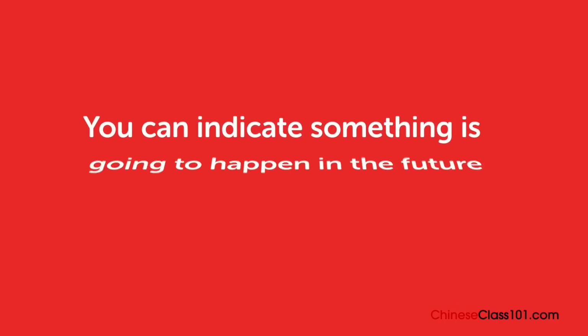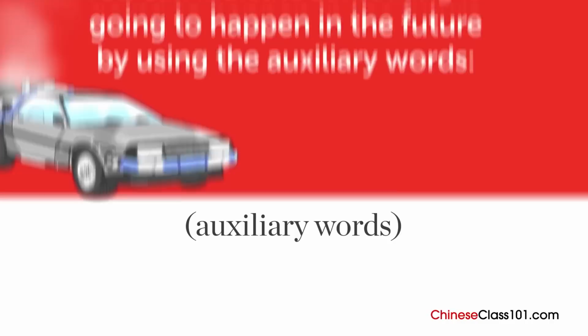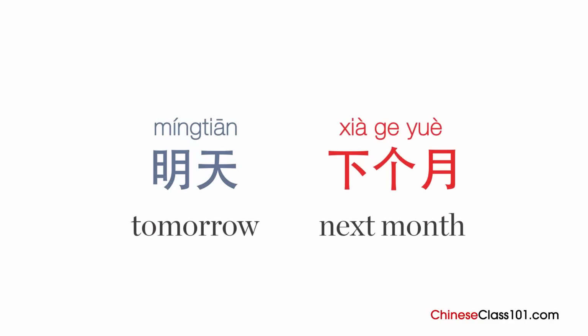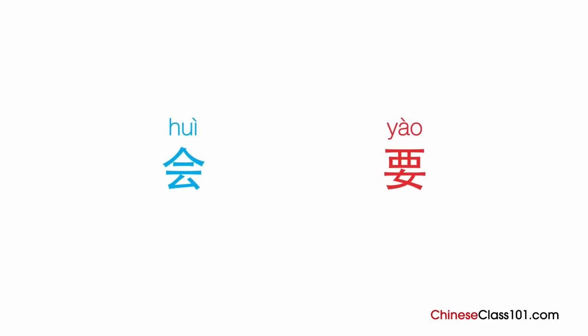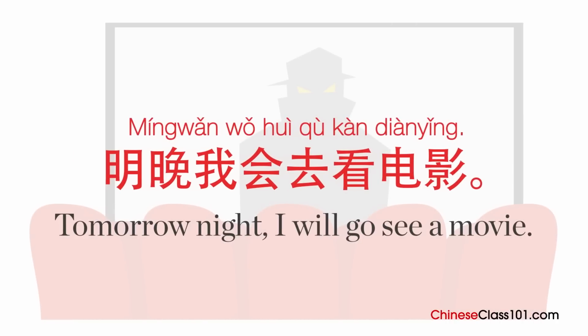You can indicate something is going to happen in the future by using the auxiliary words 会, 要, or add future time phrases like 明天, tomorrow, 下个月, next month, and so on. 会 can be translated as will or will expect to. In comparison, 要 indicates one's intention, like to be going to or to want to. Let's look at some examples.